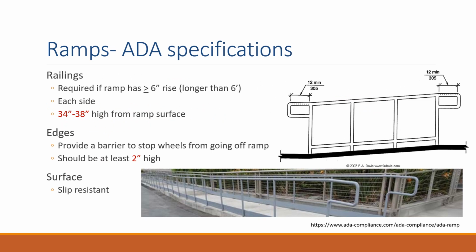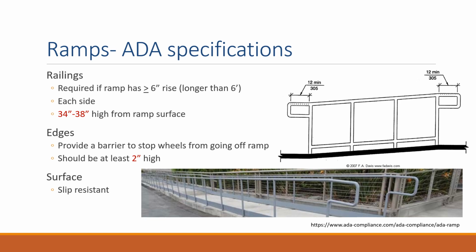So continuing on with ADA compliant ramps, we must have railings. Railings are required if the rise is greater than 6 inches. If we're going back to that 1 to 12 ratio, any ramp longer than 6 feet would require railings. Similar to the stairs, the rail should be on both sides and between 34 to 38 inches high from the ramp surface. The rail should extend out about 12 inches or a foot at the bottom and at the top of the rail if the rail itself is not continuous.